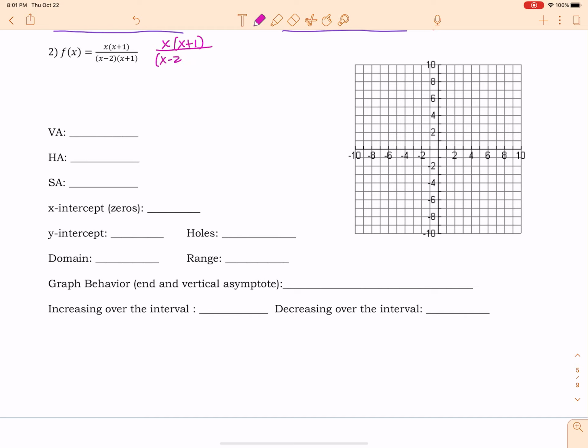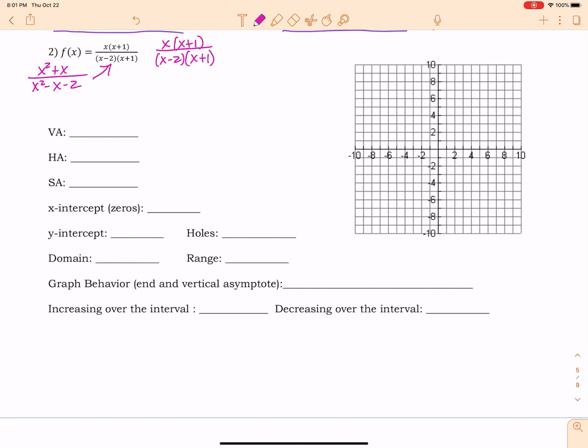Now I will tell you, on your quiz, you are going to have to factor what I have given you. So what this would look like on your quiz would be something like this. And then you will have to produce that factored form, okay? I just kept it this way for these problems so we could focus on learning how to graph them.